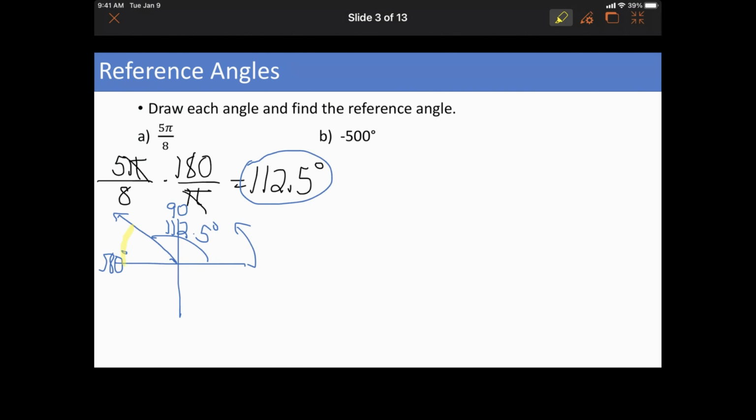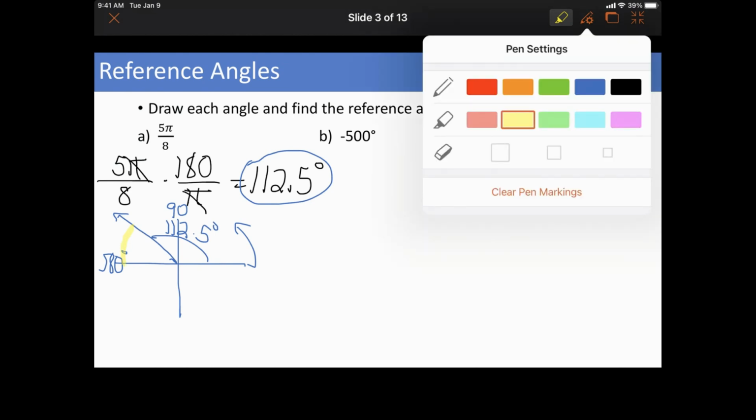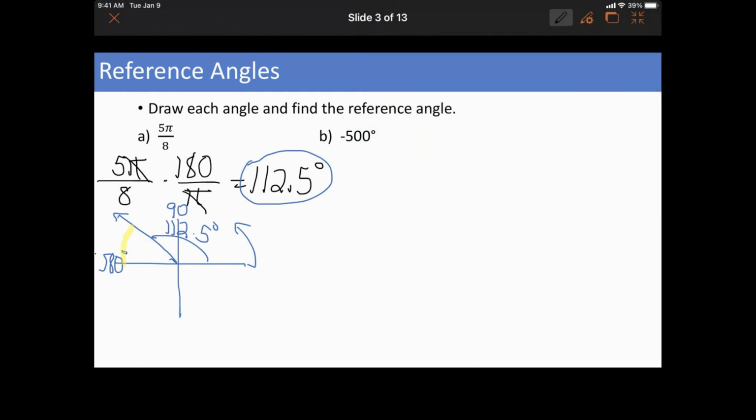So how much is that? We know that this is 180, so if I subtract 180 minus 112.5, that will give us this angle here, which is our reference angle. So this is going to be 67.5 degrees, and that's our reference angle.